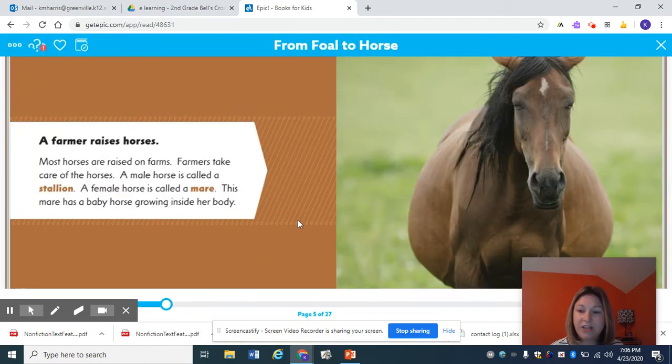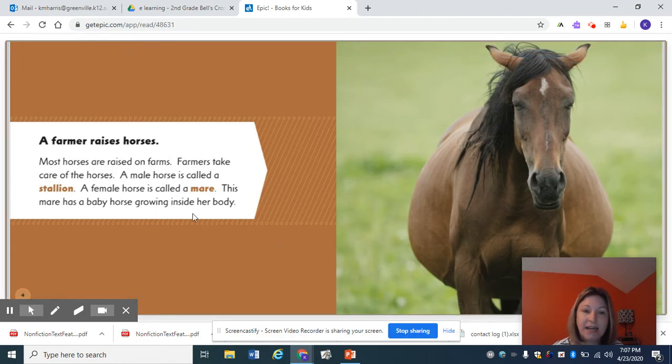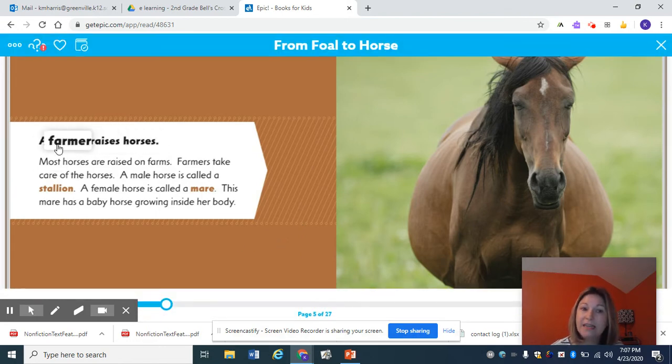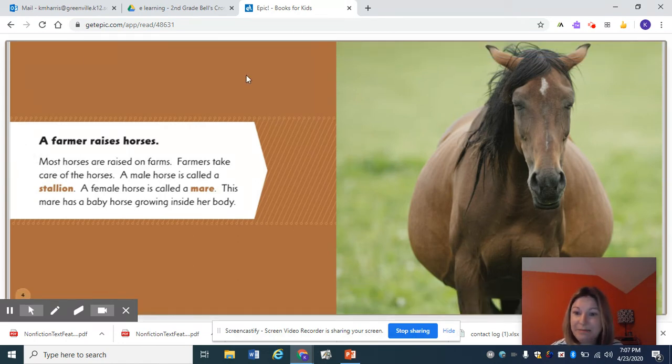So now we're starting with our story. On the first page, it looks like there are bold words. This would be the heading of this particular page. So the topic or the heading is "A Farmer Raises Horses." My prediction based on reading the heading is that this is going to talk about how the farmer raises the horses, how the horses grow from a baby to an adult. Let's read and see.